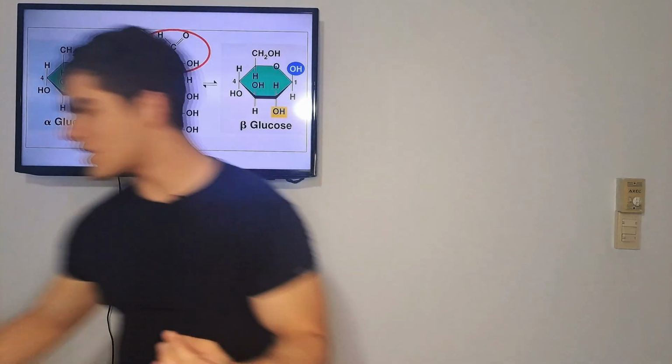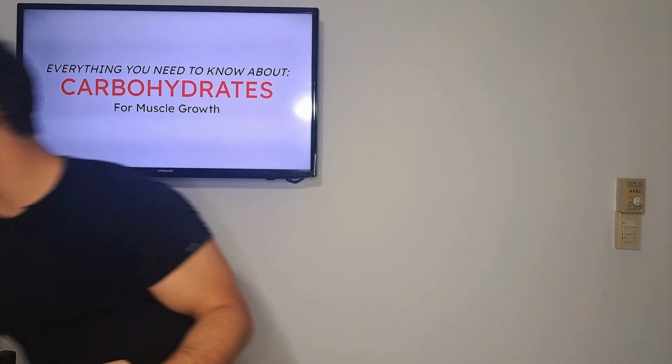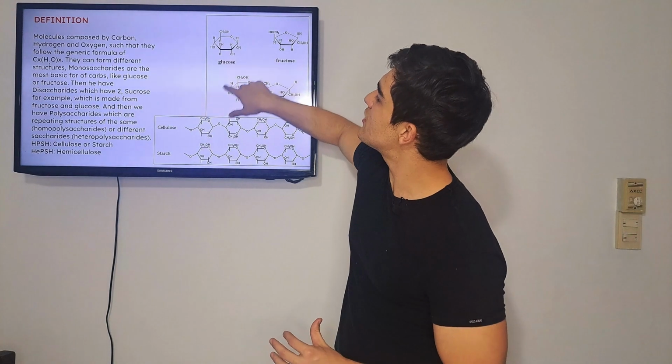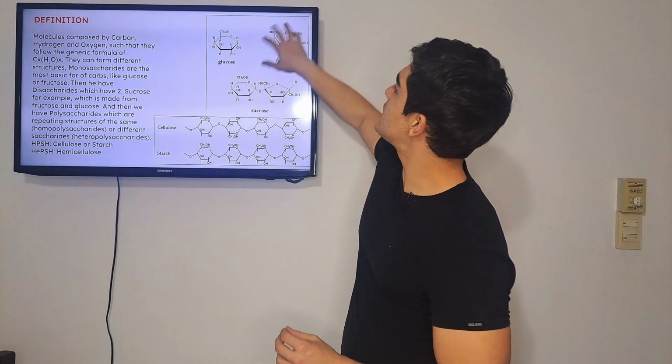That's basically it. So now we can go back to this first slide. Sorry, there we go. Here we have the structure, which is the glucose.